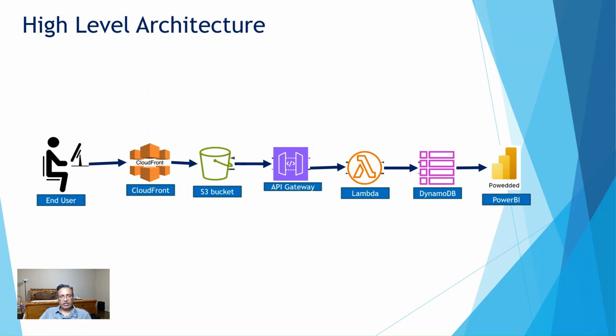In earlier videos, we had built the backend from API Gateway all the way to DynamoDB, and we integrated API Gateway, Lambda and DynamoDB. In this video, we are going to build this highlighted portion, where we'll build the web page, which will integrate with API Gateway.